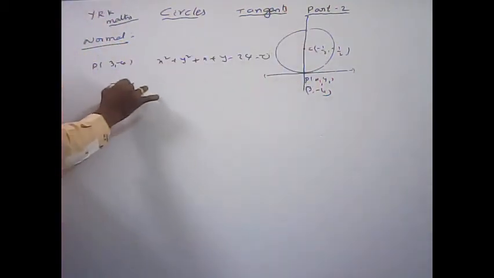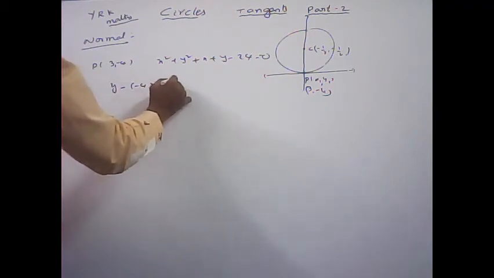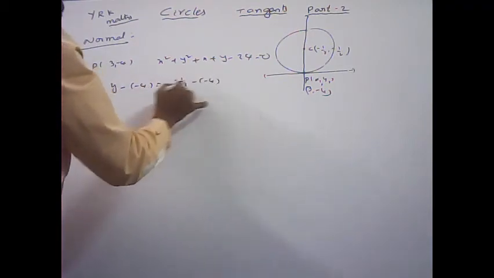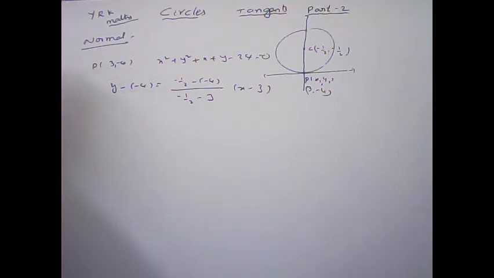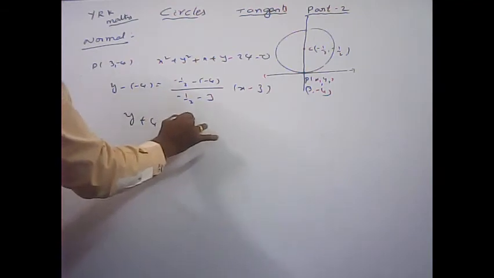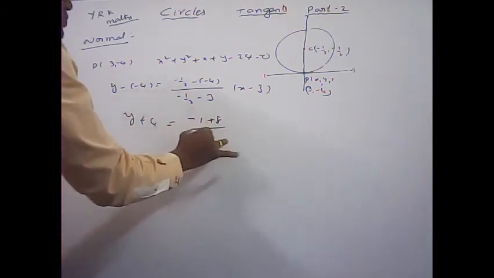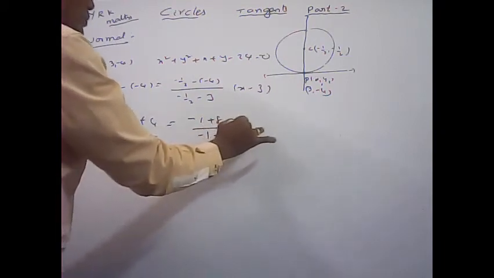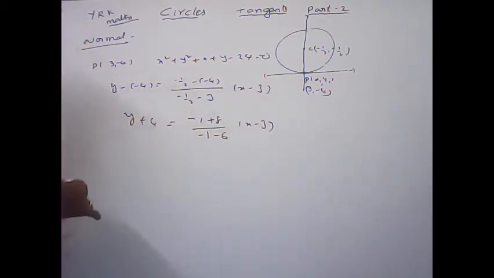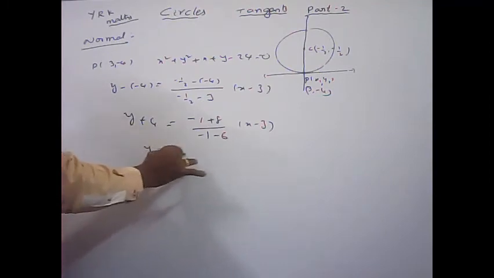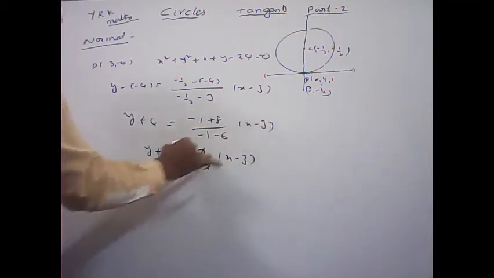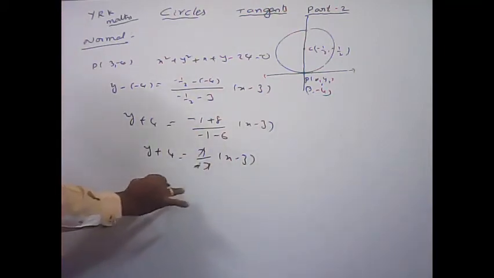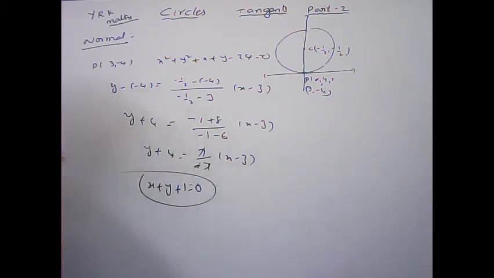y minus y1 is equal to y2 minus y1 by x2 minus x1 into x minus x1, and simplifying that one, we get y plus 4 is equal to minus 1 plus 8 by minus 1 minus 6 into x minus 3. This is 7 by 7, so y plus 4 is equal to 7 by minus 7 into x minus 3. These two get cancelled, here minus is there, so x plus y plus 1 is equal to 0. This is the equation of the normal.